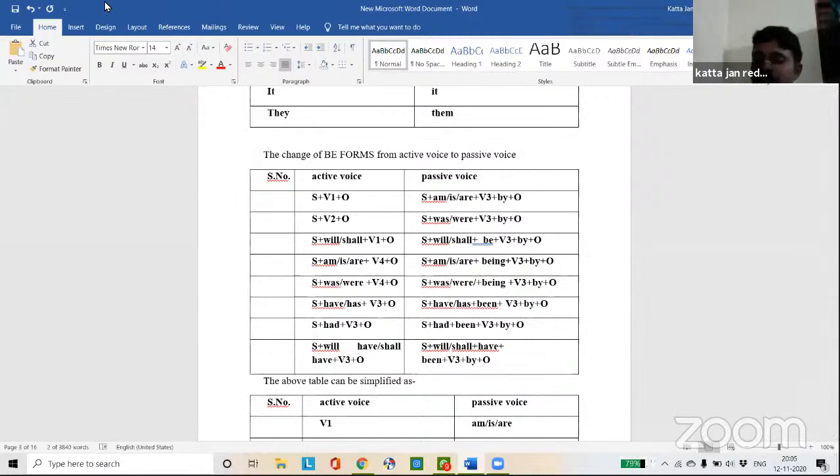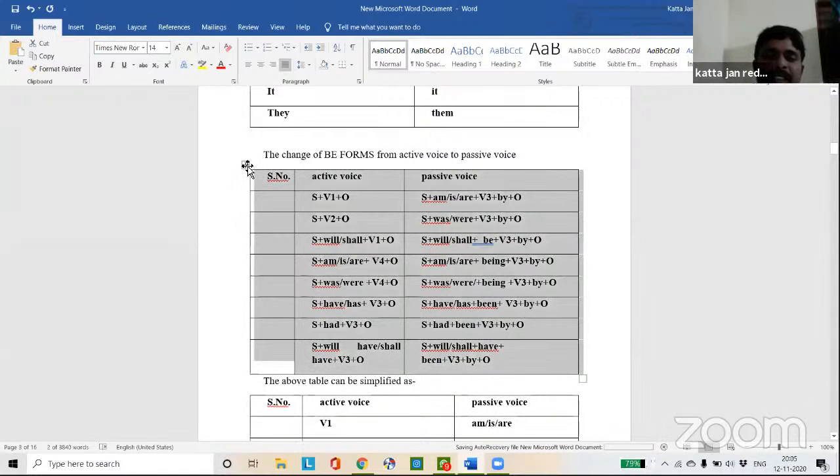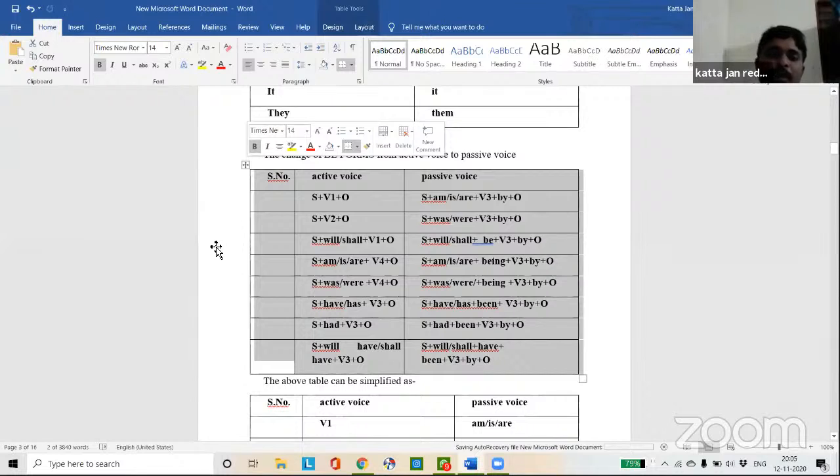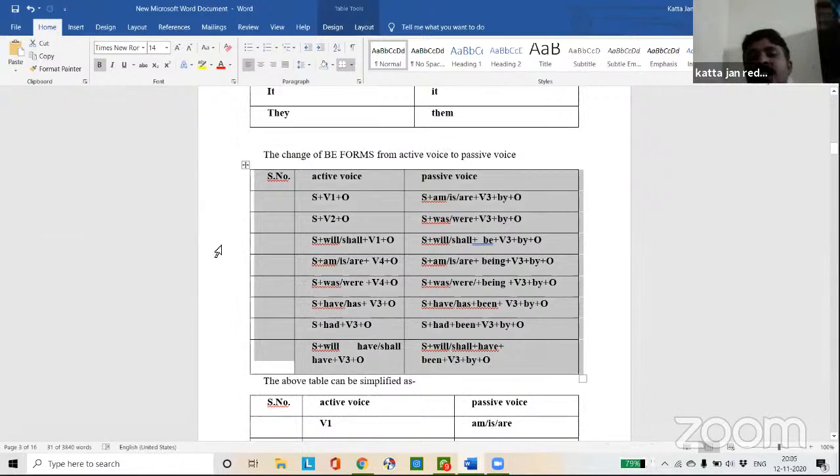This is only important when you remember this entire table. When you remember this entire table, then you can say that you have command over active voice and passive voice, because this is very, very important.